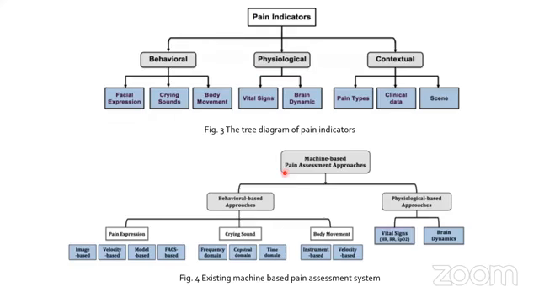Now, in the machine-based or objective, computer-based pain assessment systems, whatever the literature is there or whatever recent work has been proposed, it is based on these two parameters, behavioral and physiological. But if you see, the majority of the literature is based on the physiological parameters, where the heart rate, the RR interval, the SpO2 or the brain dynamics are observed.